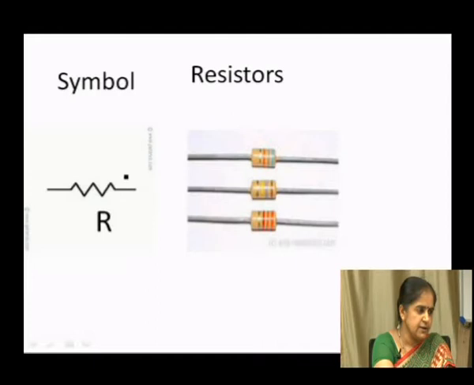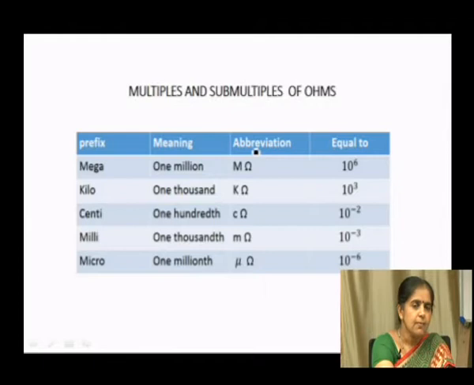Color bands are shown on the body of the resistor. What is the importance of these color bands? Since the magnitude of the resistance has not been given with the resistance, in order to know the magnitude of the resistance, different color bands are printed over the body of the resistance. These color bands represent the magnitude of the resistance. That is the importance of the different color bands on the body of the resistor. These are the actual resistors which are used to impose resistance in the electrical circuit, and this is the symbol of resistance. And let us look into the multiples and submultiples of ohms.